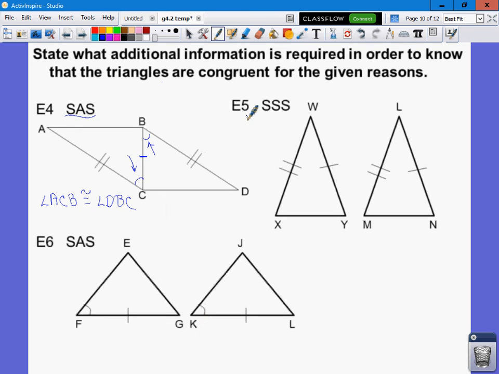Example 5. They want me to state that the two triangles are congruent by side, side, side. I noticed they gave me two sets of sides, so I must need the other side. So I must need segment XY being congruent to segment MN.